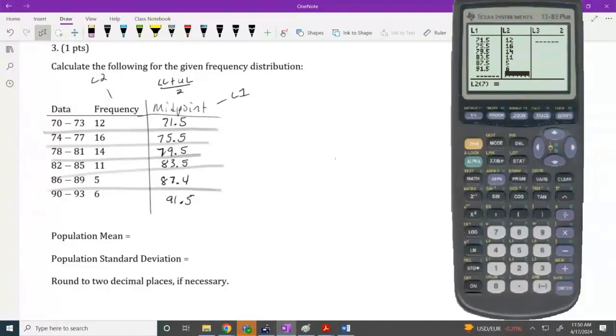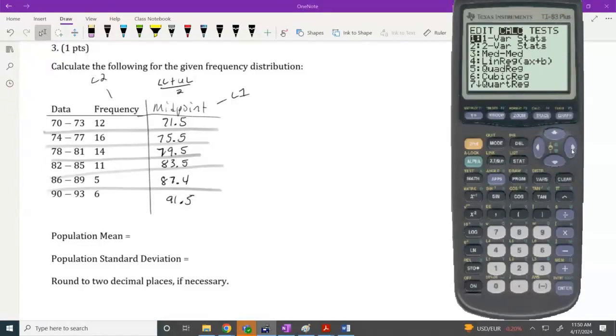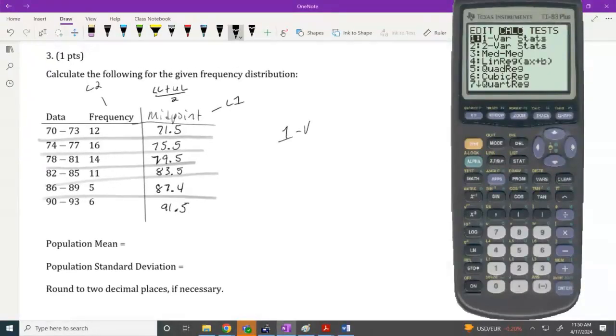So once you put everything in your calculator, I would just double check it. Take a second to double check it. I'm going to go back to the home screen. So that's second in mode, which is quit. Okay, I'm going to go into stat. I'm going to scroll over to calculate, and we want to use a one variable statistics. Right.